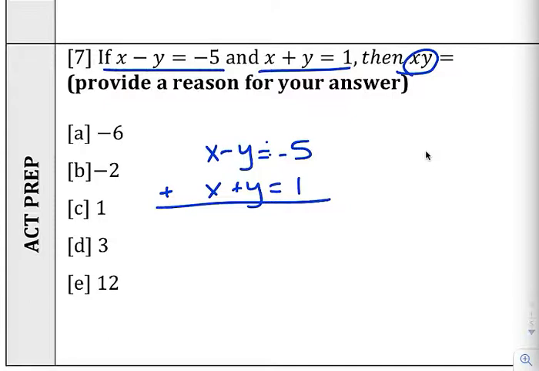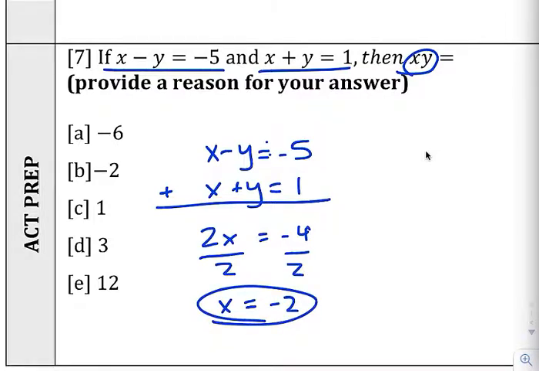So let's combine these. We have x plus x, which gives us 2x. Negative y plus y is 0, which is what we want to happen. And negative 5 plus 1 would be negative 4. So solving for x, we now have a very simple equation. If we divide both sides by 2, we'll have x equals negative 2.